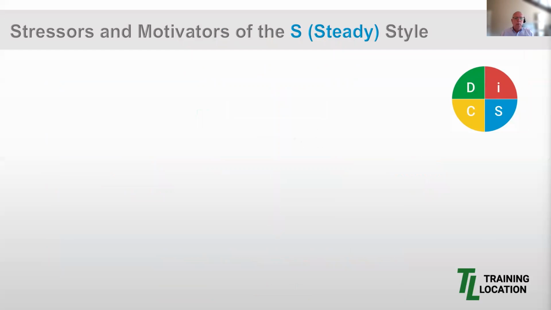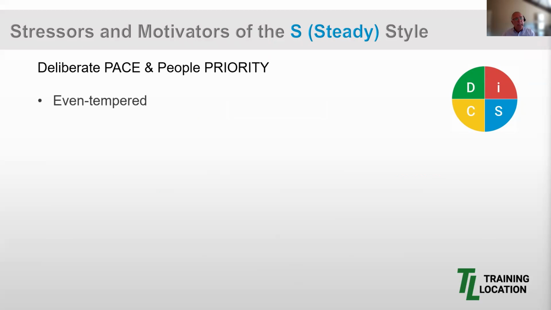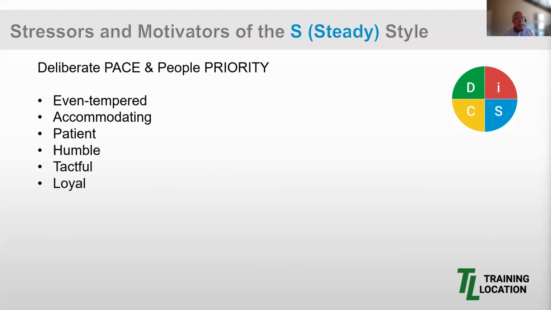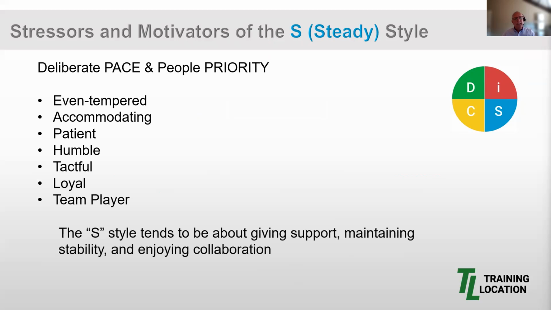To prepare us for today's learning, I want to review the S or steady style descriptors from a previous blog on our traininglocation.com website. As noted, the S style generally has a deliberate or reflective pace coupled with a people or accepting priority. Other descriptors of an S style might include even-tempered, accommodating, patient, humble, tactful, loyal, and team player. And the S style tends to be about giving support, maintaining stability, and enjoying collaboration. If they had a motto, it would be let's do it together.